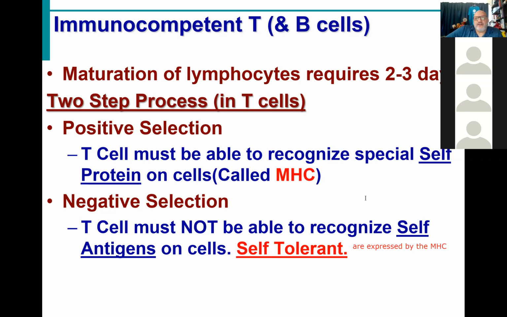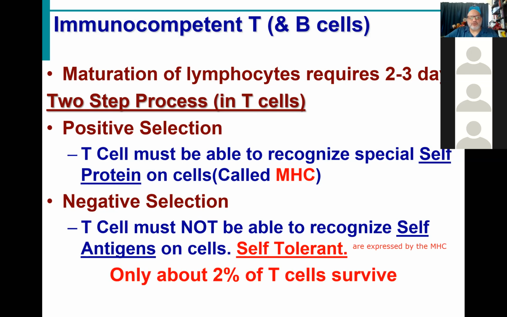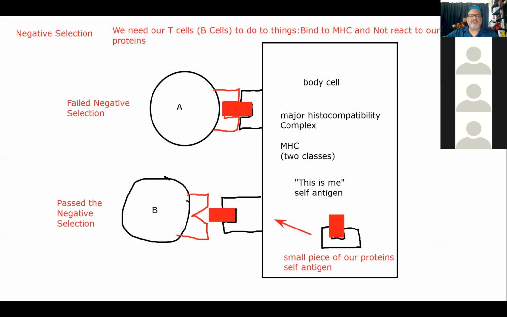Now, what percentage of these T cells do you think meet both criteria? Yeah, exactly. Only about 2% of the T cells survive this process. Because again, let's go back to the picture as is being asked. Remember, if you fail the test, we need to trigger apoptosis in this cell. We need to kill this cell, because if we don't, this cell can kill us.